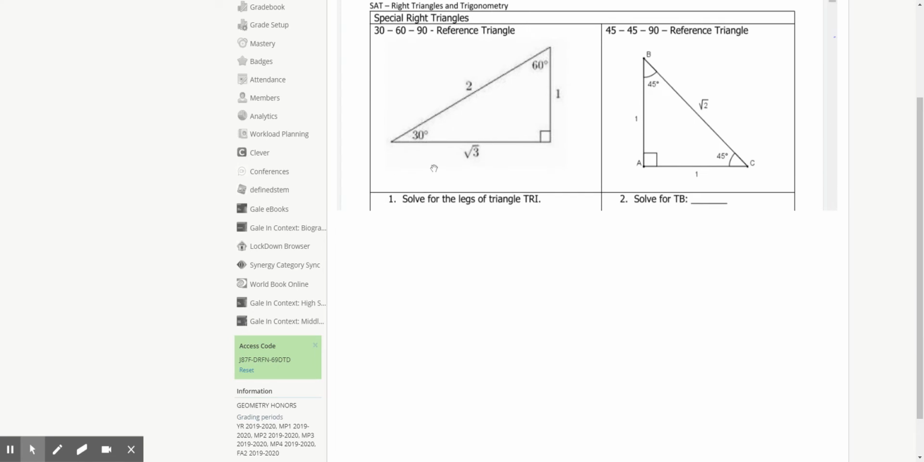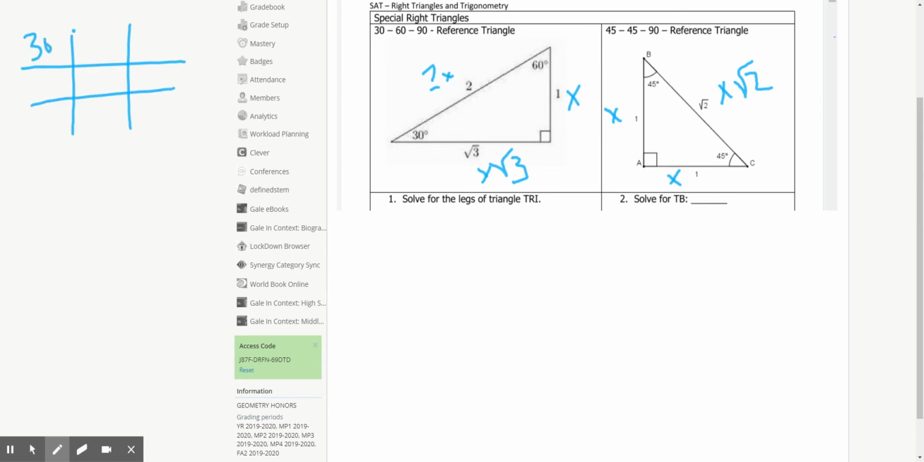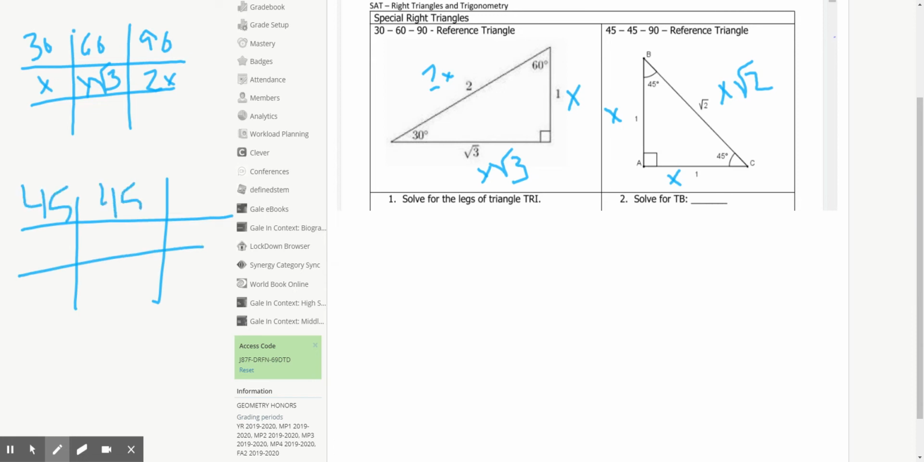There we go. Special right triangles. We talked about this in trig. Hopefully you remember. We've got x, 2x, and x on the square root of 3. And here we've got x, x, and x on the square root of 2. Remember those charts? I'm going to make one over here. We've got 30, 60, 90, x, 2x, x on the square root of 3. And then over here, we can do 45, 45, 90, x, x, x on the square root of 2.